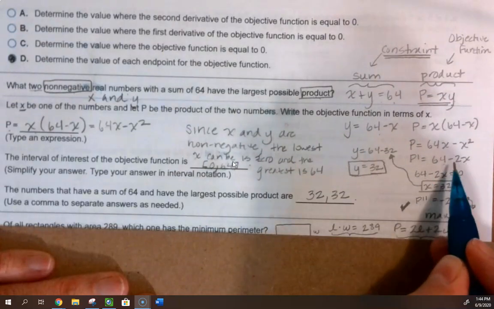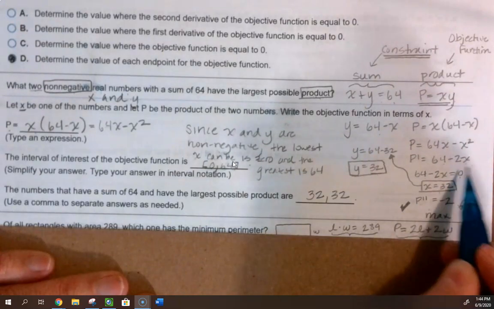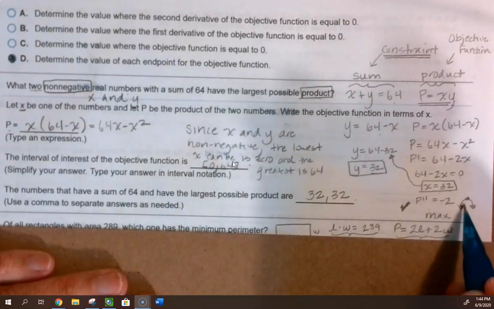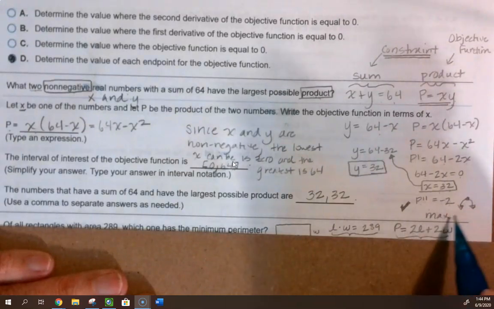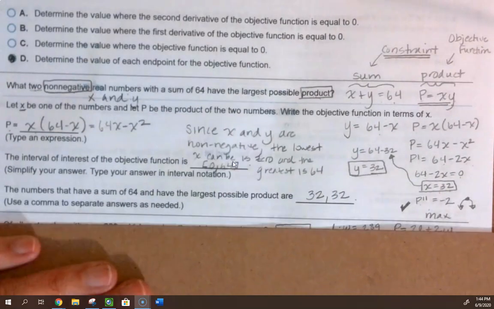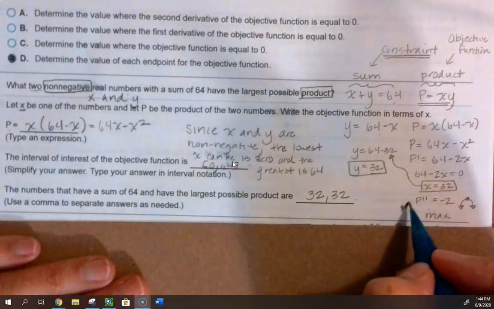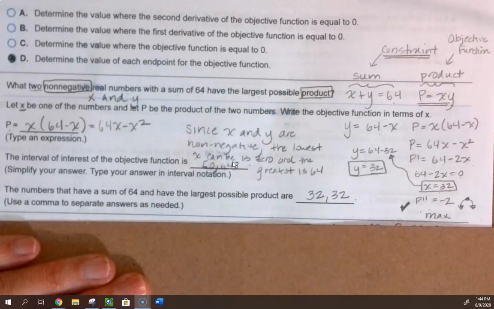What's the derivative of 64 minus 2x? It's -2. That means that this thing is always concave down, which makes that have to be a maximum. So you'll see a little check mark on all these problems that says that I've checked to make sure I have a maximum or a minimum, whichever I'm looking for.